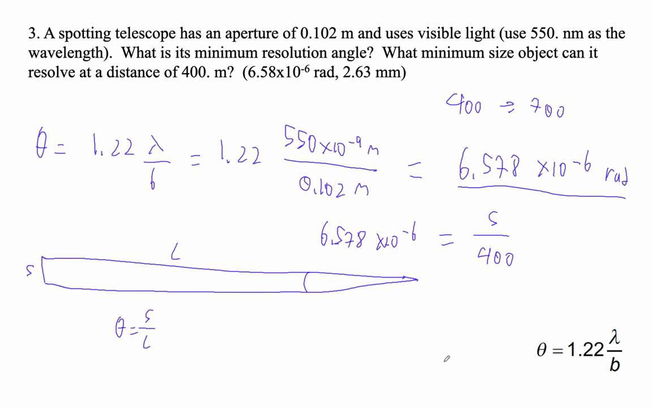Okay, hold on. I'm going to do this times 400. And I get that it actually resolves something that is a quarter of a centimeter, which maybe seems about right. S is 0.0026 meters, which I guess kind of makes sense. 400 meters away, that's a quarter mile away, with one of those spotting scopes. Yeah, anyway, there you go. There it is.